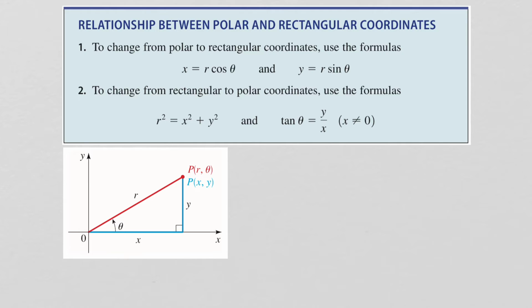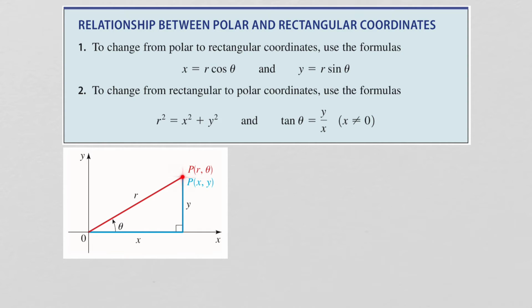Next, and perhaps most important, we want to look at the relationship between polar and rectangular coordinates. So the rectangular coordinate simply refers to when you have an x-axis and a y-axis, and you locate a point by simply giving the coordinates x and y. So what is the relationship between polar coordinates and rectangular coordinates?